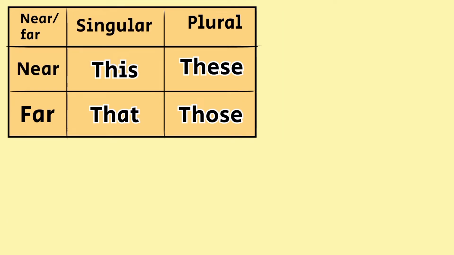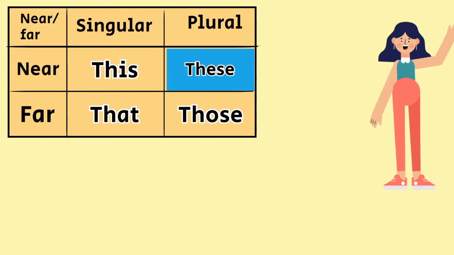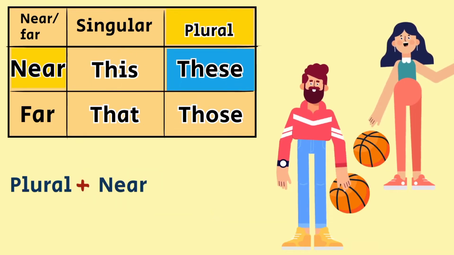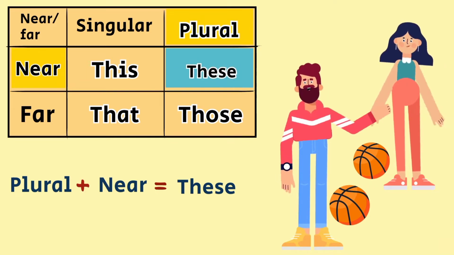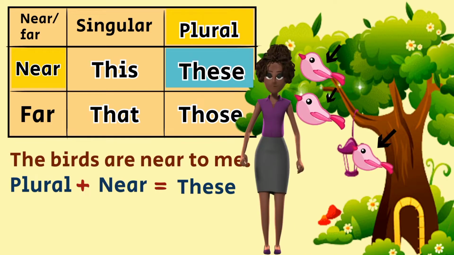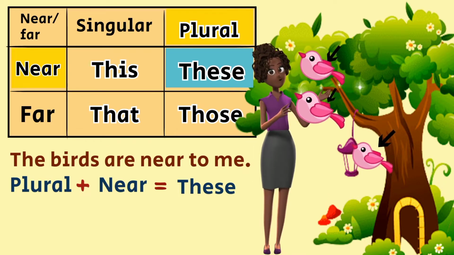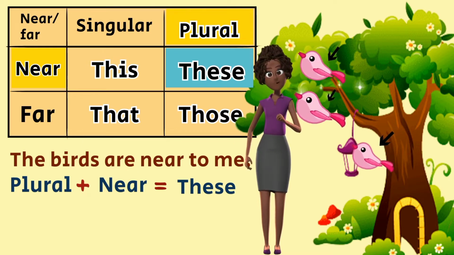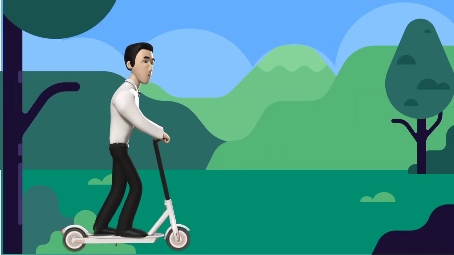Now let's see how to use these. एक से अधिक व्यक्ति या वस्तु जब हमारे पास हो तो हम these का इस्तेमाल करते हैं. The birds are near to me. In this sentence, बहुत सारी birds हमारे पास हैं. So we can simply say these are birds. So guys, I hope that this is very clear to you all.